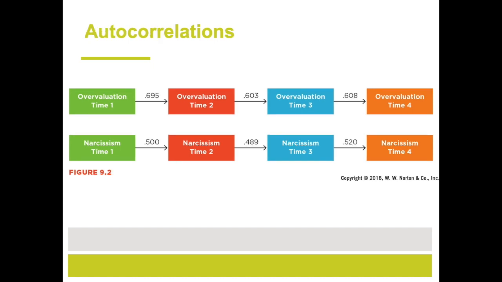Autocorrelations, on the other hand, are the correlation between the variable and itself at different time points. The same measure from time 1 to time 2 is pretty highly correlated, almost 0.7. It's 0.6 here and 0.6 here, and about 0.5 across the board here. So these are called autocorrelations. They are correlations of a variable with itself over time.